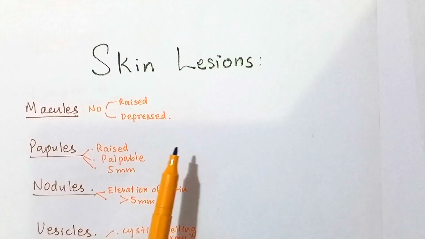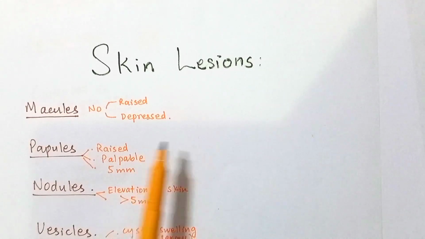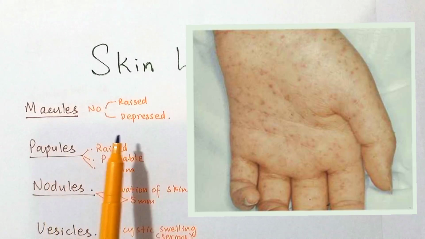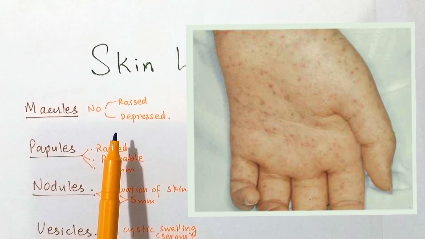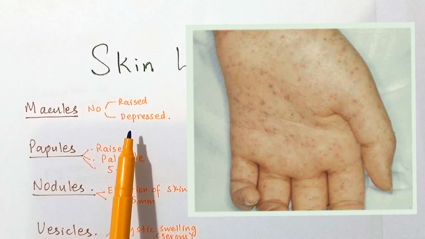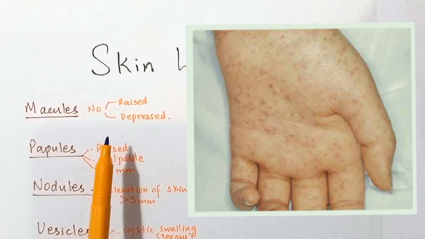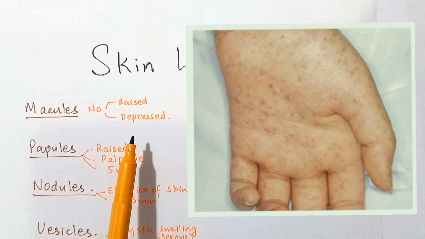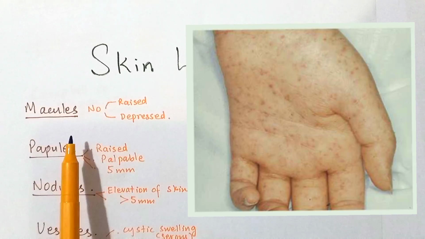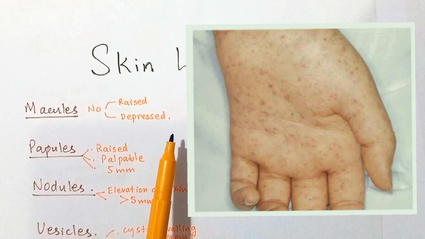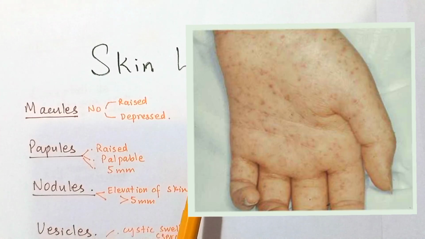Skin lesions. One of the most important skin lesions is the macule. Macules are the areas of skin discoloration which are neither raised nor depressed. So in simple words, macules are the flat areas of just change in the color of the skin. Macules are formed in freckles or leukocytoclastic vasculitis. You can see the diagram of the macules.